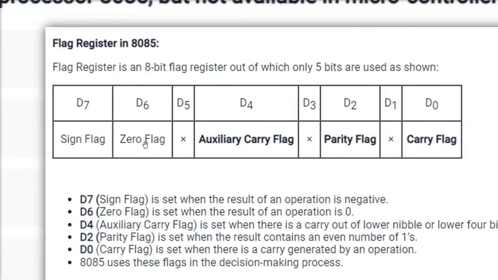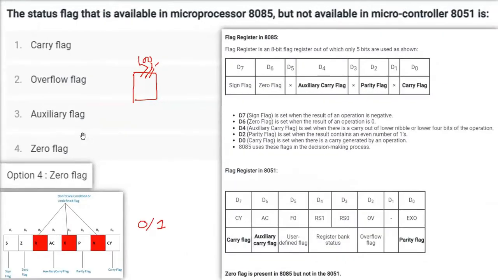Now we have D6. This is the zero flag. This is set when the result of the operation becomes 0. All are zeros, then the zero flag is set. Then the sign flag. This sign flag is set when the result of the operation is negative. Okay.